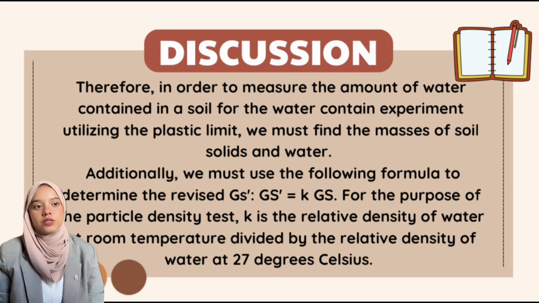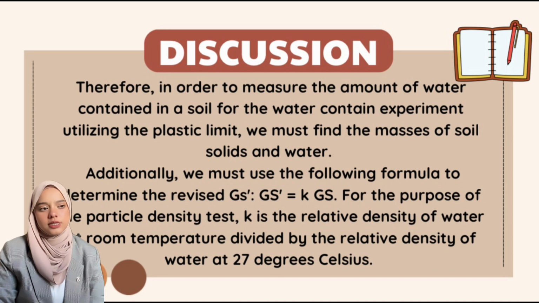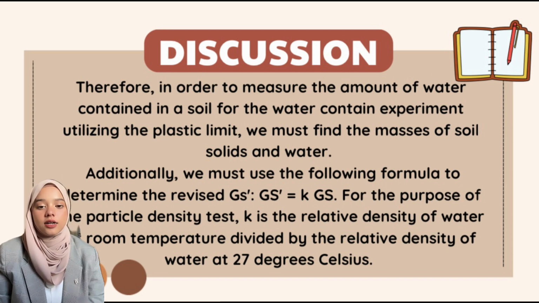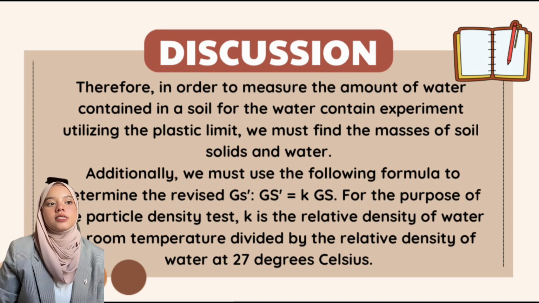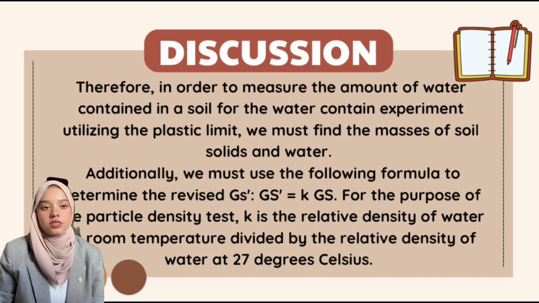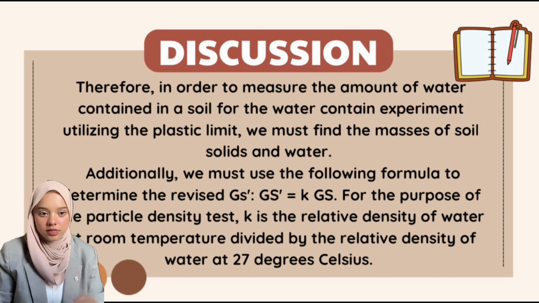Additionally, we must use the following formula to determine the revised specific gravity, which is Gs equal to K multiplied by Gs. For the purpose of the particle density test, K is the relative density of water at room temperature divided by the relative density of water at 27 degrees Celsius.